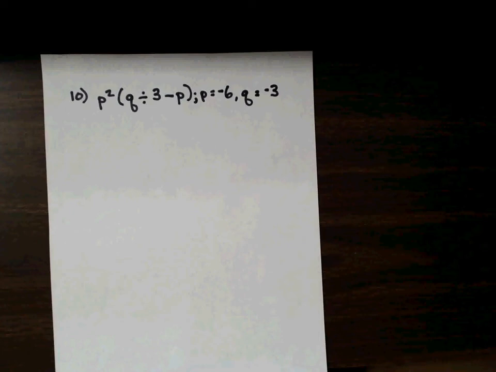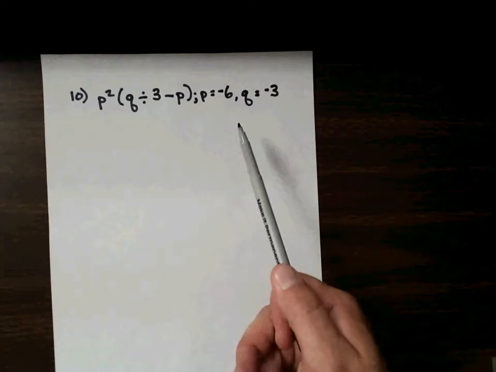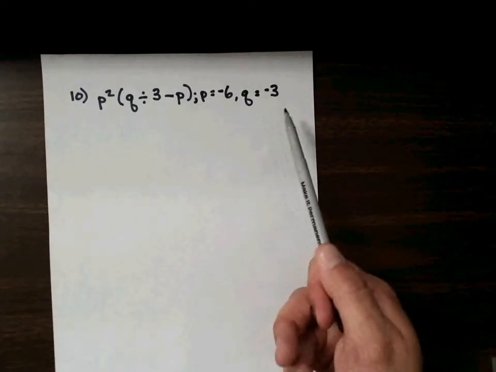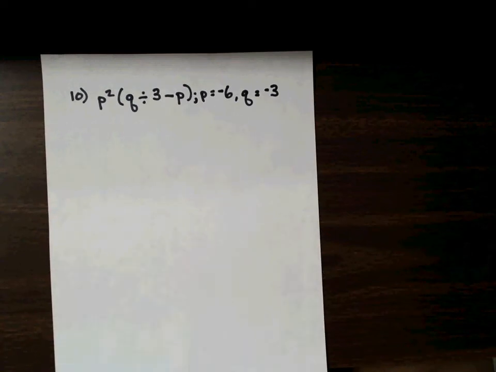All right, so what do we have here? What is it asking us to do? Right, very good. It's not asking us to solve. It's saying that if I have a value for p equal -6 and q equaling -3, if I take those and plug those in, this is what I should have.